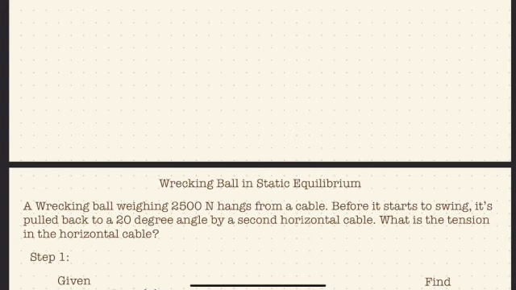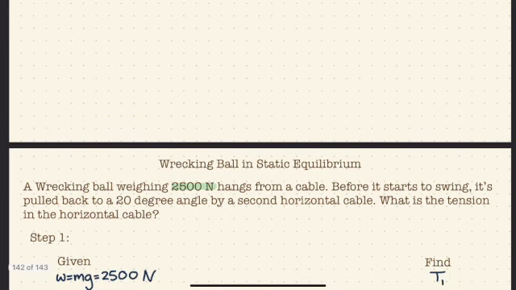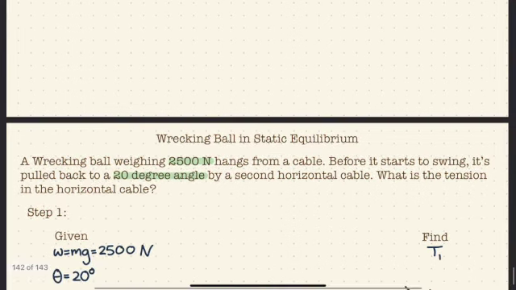The first thing I like to do when approaching physics problems is to pick out the bits of information that I think will be useful to solve the problem and centralize them. Here, we have the weight of the wrecking ball, which is the same as the mass times gravity, which has been given as 2,500 newtons. Secondly, they have given us an angle of 20 degrees. Next, I define what we're looking for. In this case, it's the tension of the horizontal cable.